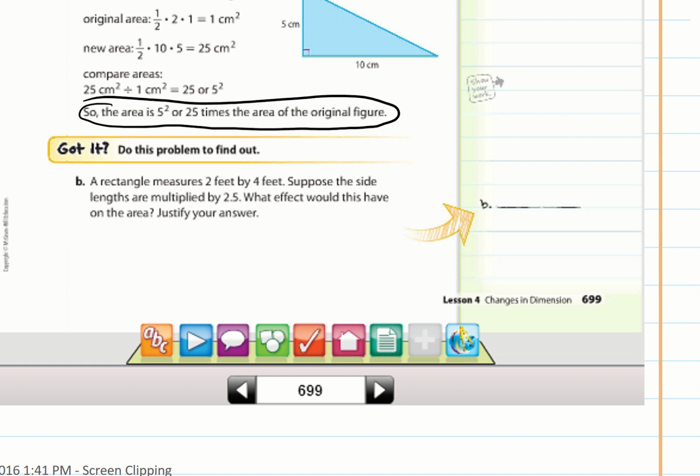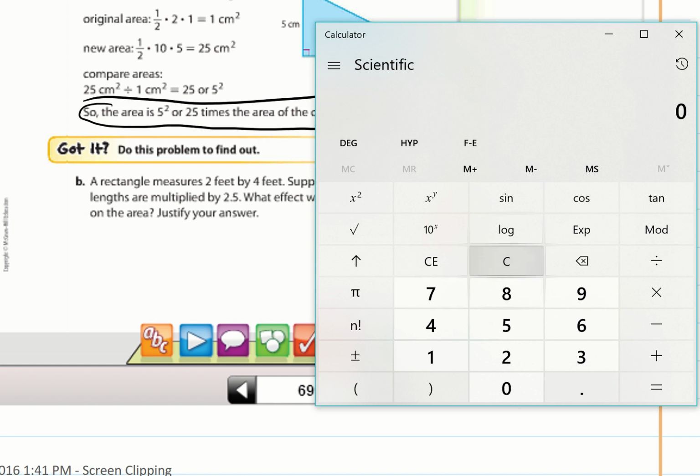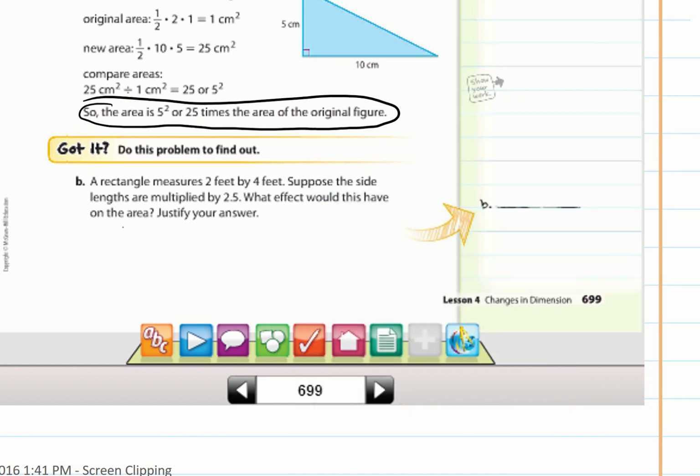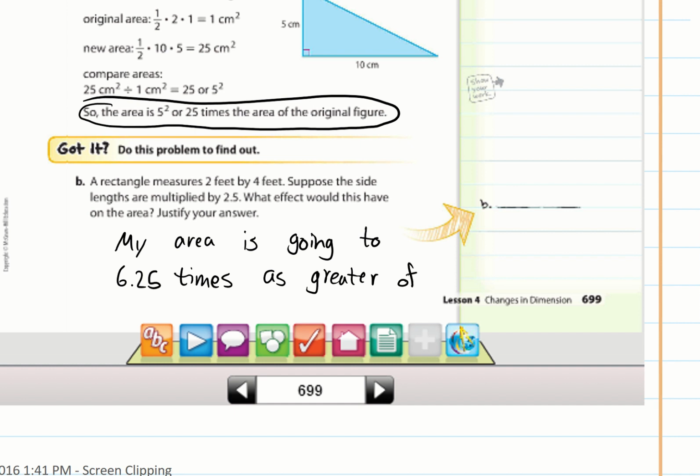So if we look at B, this is a rectangle that measures 2 feet by 4 feet. Suppose the side lengths are multiplied by 2.5. So I have my 2.5, but I need 2.5 squared. So 2.5 times 2.5 equals 6 and 25/100. So my area is going to be 6 and 25/100 times as great as my original figure.